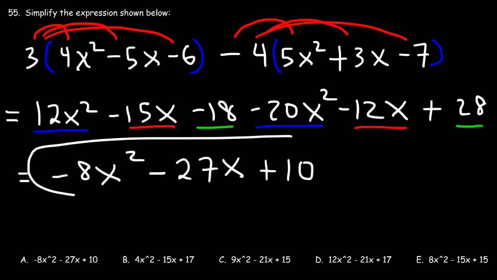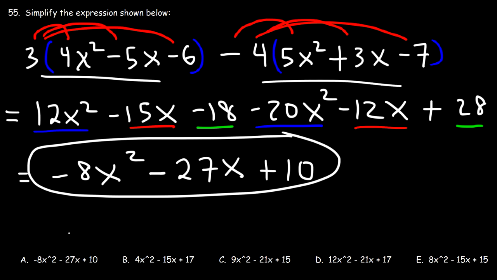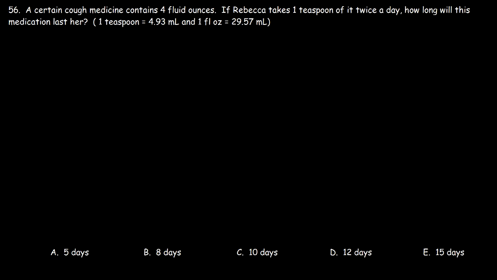So this right here is the answer. That's how we could simplify this algebraic expression, or that's how we could subtract two polynomials. So answer choice A is the right answer. Now let's work on this problem.